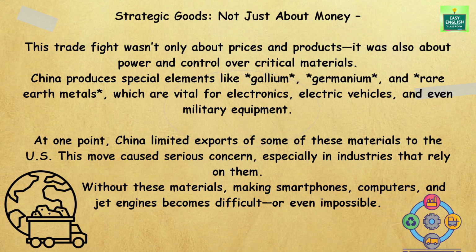China produces special elements like gallium and germanium and rare earth metals, which are vital for electronics, electric vehicles, and even military equipment. At one point, China limited exports of some of these materials to the US. This move caused serious concern, especially in industries that rely on them. Without these materials, making smartphones, computers, and jet engines becomes difficult or even impossible.